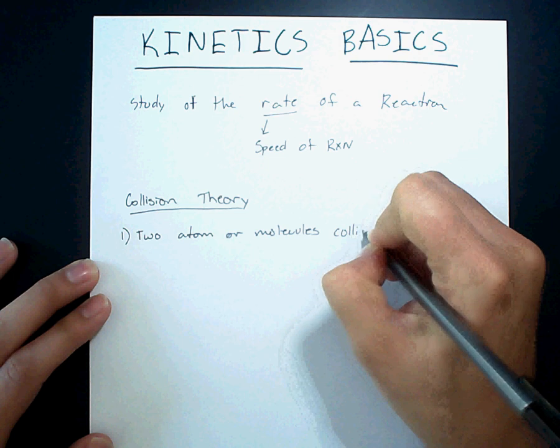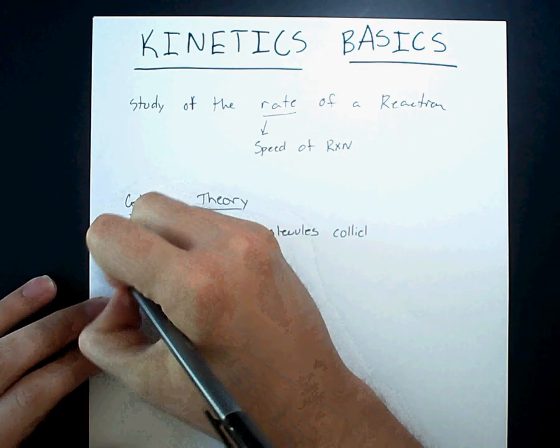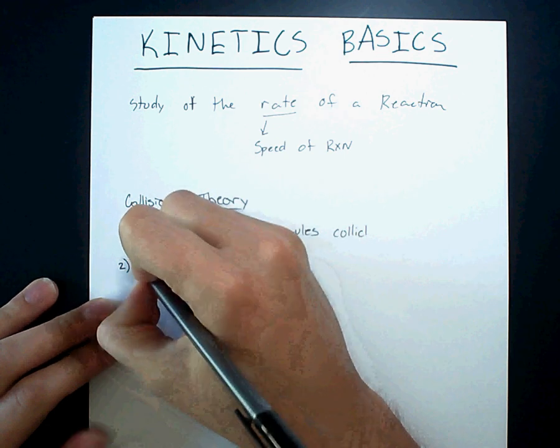And it's always two things. It's never three things colliding together at the same time. Only two things ever collide at one point in time. You'll see this in mechanisms. The mechanisms are always bimolecular, so it's always two things colliding. It's never three things at the same time. If you have three different reactants, it's always going to go stepwise, and that's why we have mechanisms. Number two, it has to have the proper orientation.